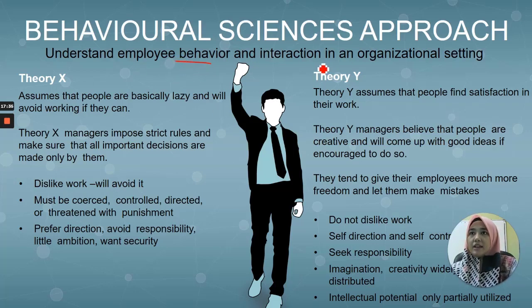Okay, last is the behavioral science approach, right? Where they understand employee behavior and interaction in organizational setting. So kat sini ada dua teori lah, which is theory X and theory Y. Where theory X assumes that people are basically lazy and will avoid working if they can. Dan bila seorang manager impose theory X, dia akan intend to menjalankan strict rules and make sure that all important decisions are made only by them. Ini kita panggil kuku besi. Sebab dia tahu pekerja dia tu memang malas nak bekerja.